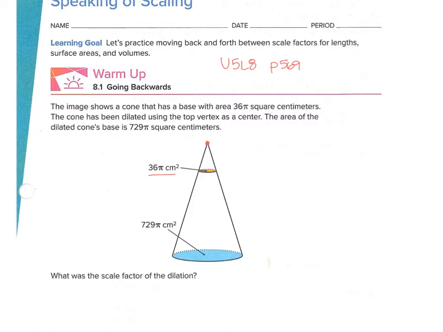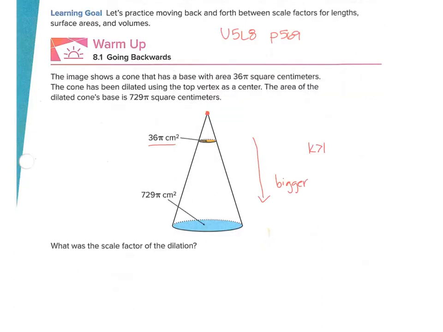It says the area of the dilated cone's base is 729 pi centimeters squared. So basically what happened was my little cone got bigger. So I do know that my scale factor was something bigger than 1 because my cone got larger. It says, what is the scale factor of the dilation? So let's take a look at how to calculate that.